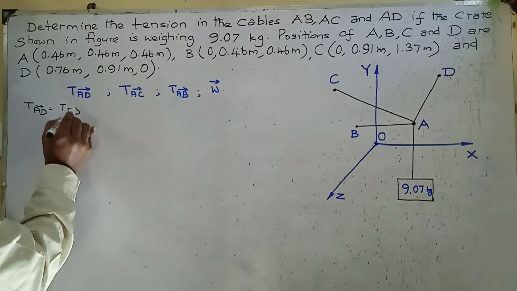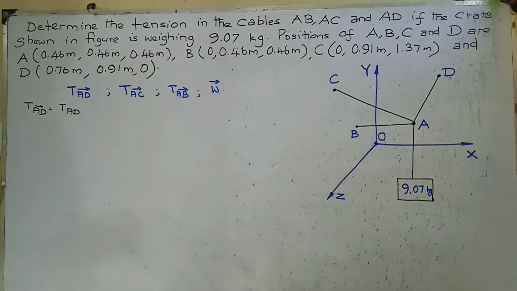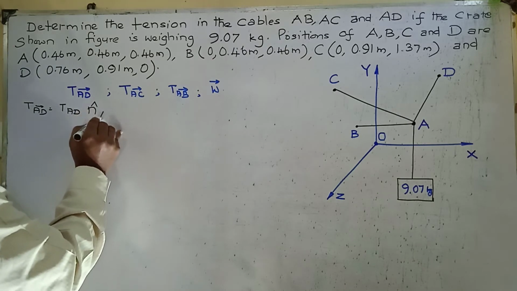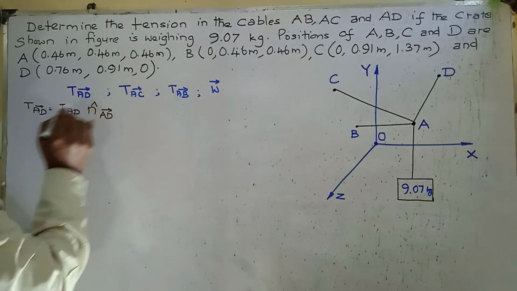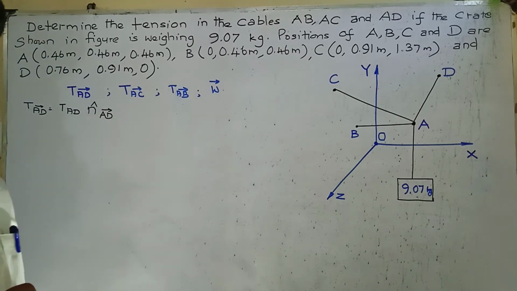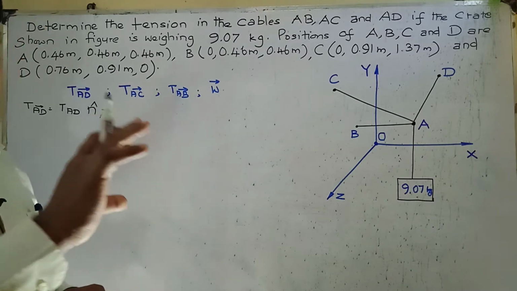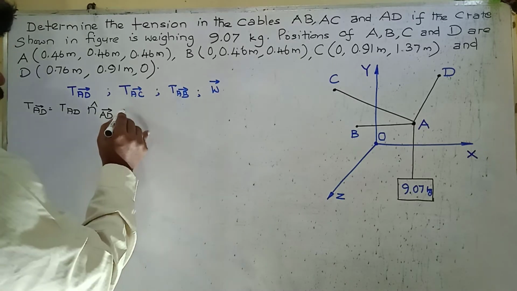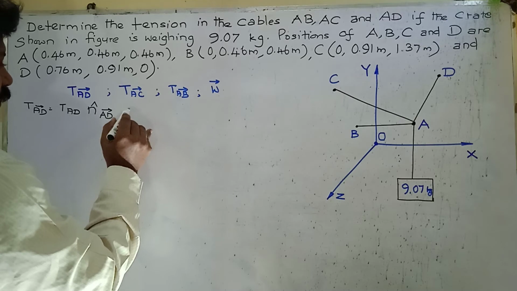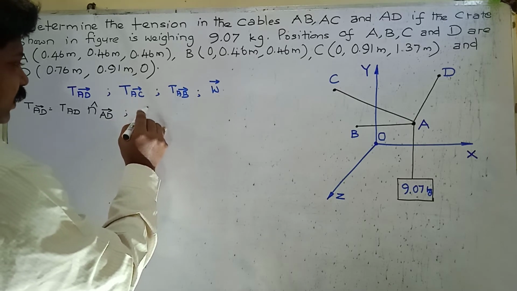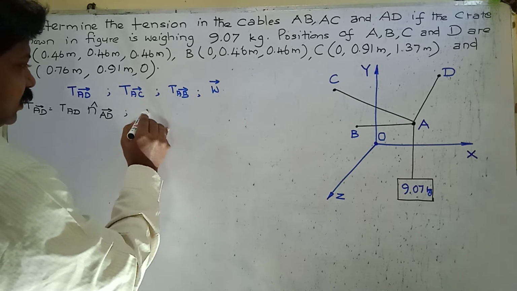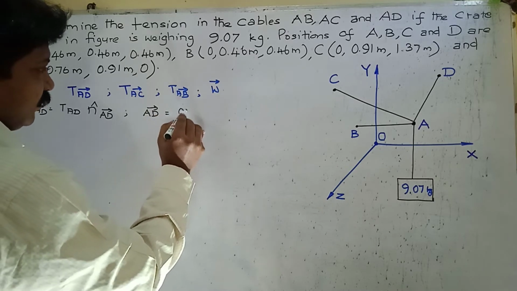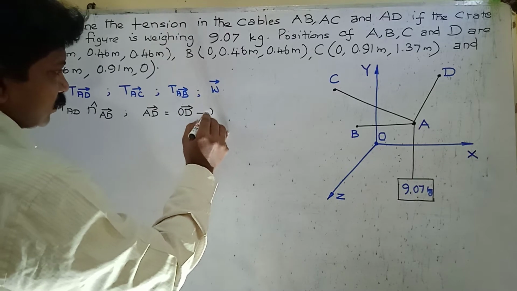TAD, tension in the cable AD, into n cap of AD vector. So how to find n cap of AD vector? AD vector divided by magnitude of AD vector. So first you got to find AD vector. How to find AD vector? Equal to position vector of D, OD vector minus OA vector.